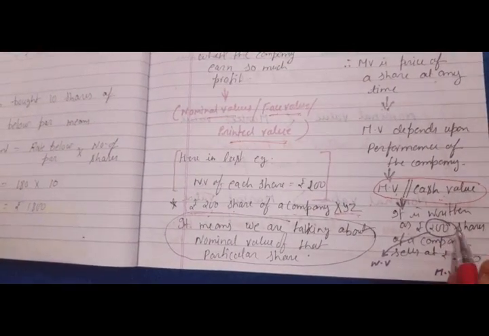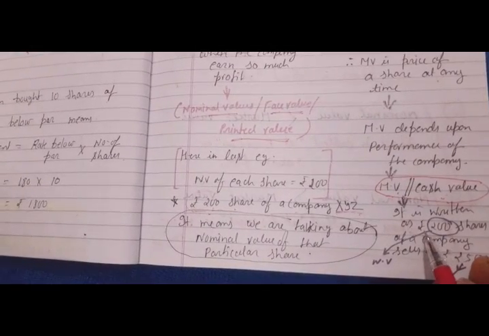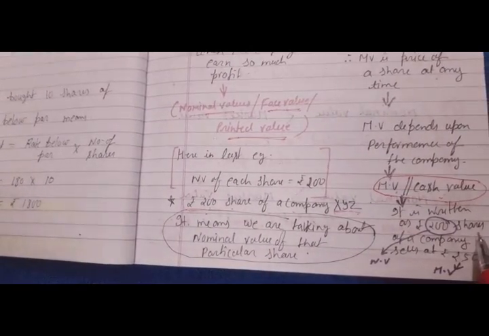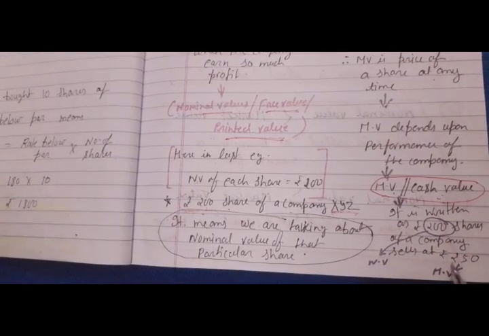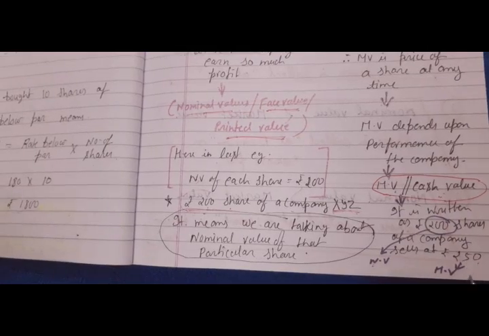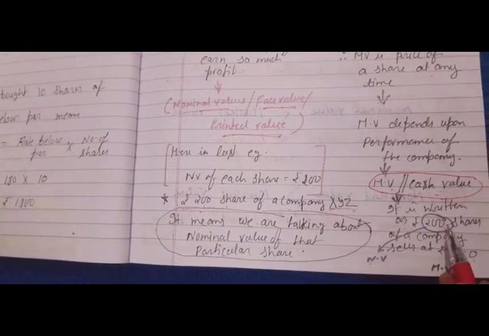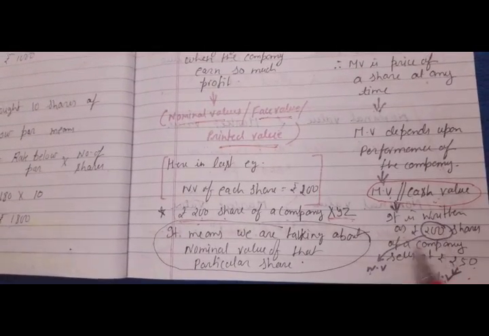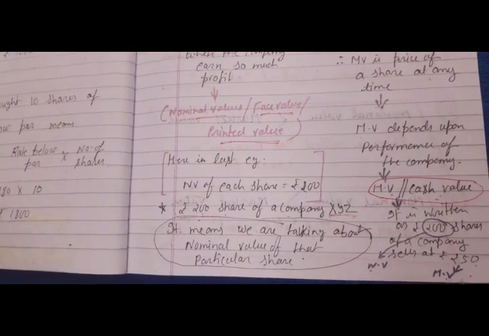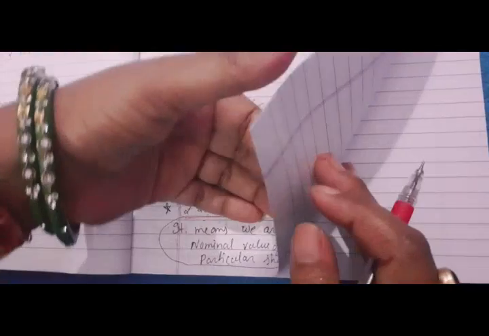So how is market value written in the questions in our exercise? For example, rupees 200 shares of a company sells at rupees 250. What is rupees 200? It is the nominal value. And what is 250? That is the market value. It means for any company whose each share's original price was 200, now its market value is rupees 250. Okay.